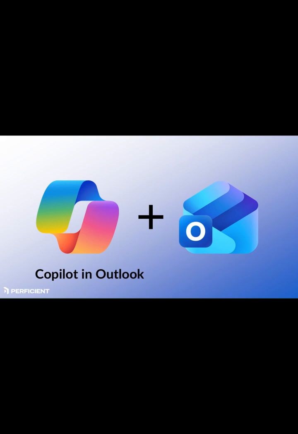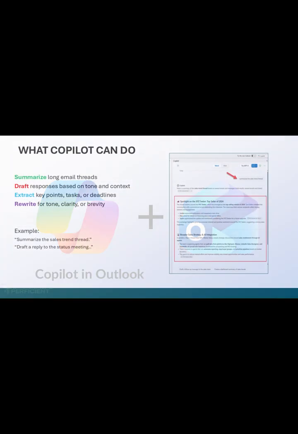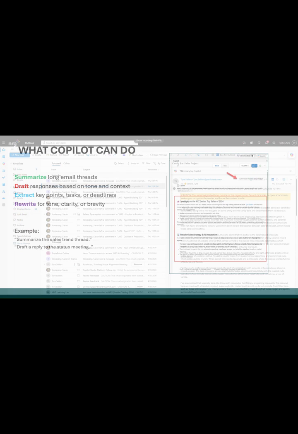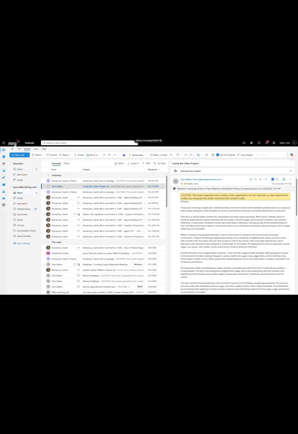Next, let's look at Copilot in Outlook. Copilot summarizes long email threads. It drafts responses based on tone and context. It extracts key points, tasks, and deadlines. It rewrites messages for clarity or brevity. And it suggests meetings or replies. Let's take a look at how Copilot can help you in Outlook.